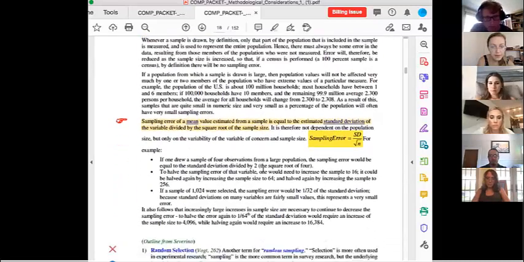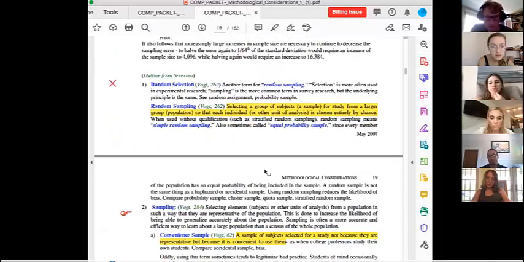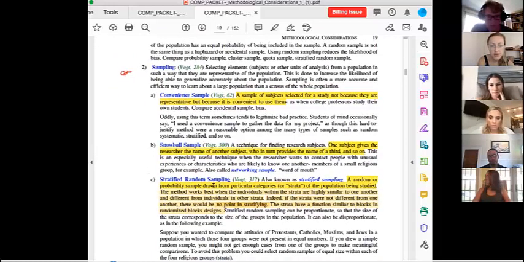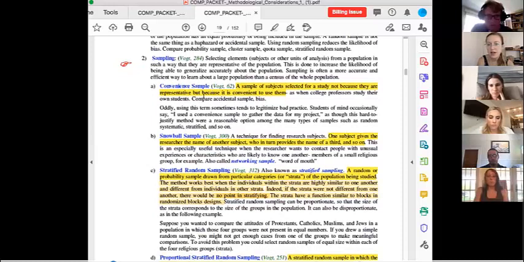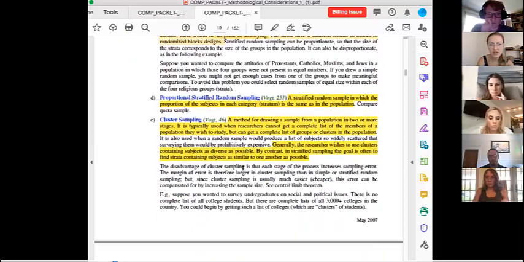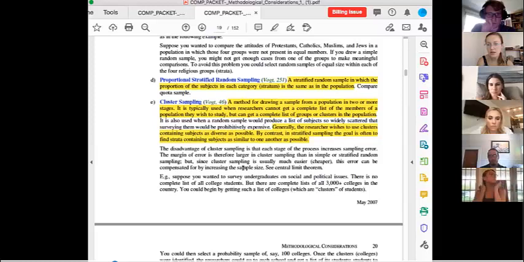Sampling error. Different kinds of sampling: convenience versus snowball versus stratified. Again, you don't need to make flashcards and be able to recall what the different ways of sampling are, but be familiar with what convenience sampling is: finding people that are convenient, right? Snowball sampling, stratified random sampling. If any of these feel really confusing and you want me to explain or pull up a YouTube video, just interrupt me and let me know.